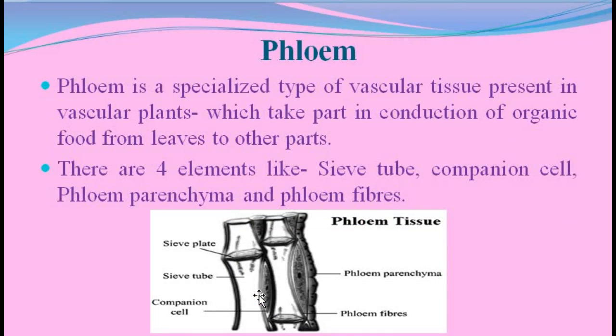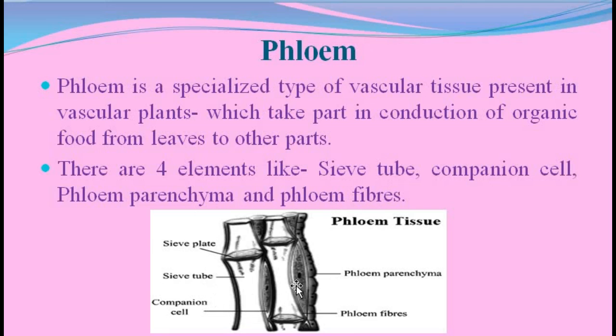Then coming to the second complex tissue, that is called phloem. Phloem is a specialized type of vascular tissue present in the vascular plants which take part in conduction of organic food from the leaves to other parts of the plant. Like xylem, in the phloem also there are 4 elements since it is a complex tissue: sieve tube, companion cell, phloem parenchyma and phloem fibers.